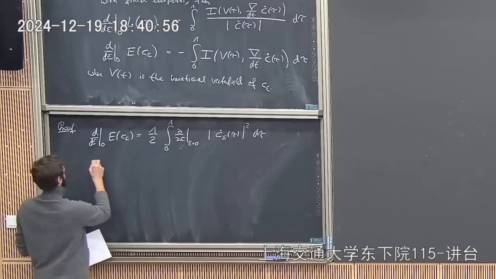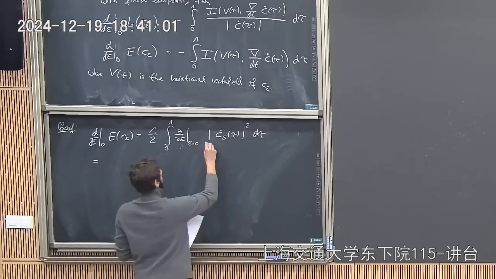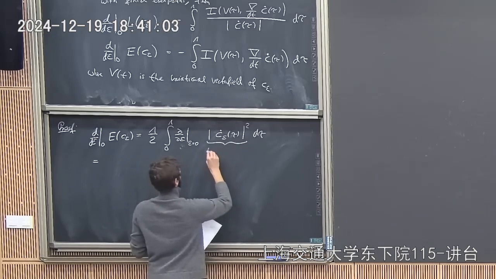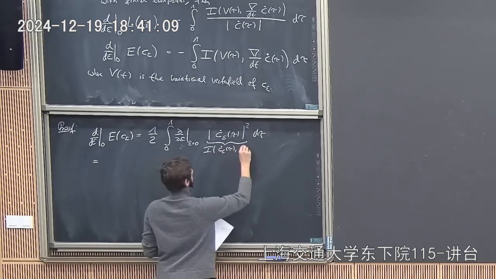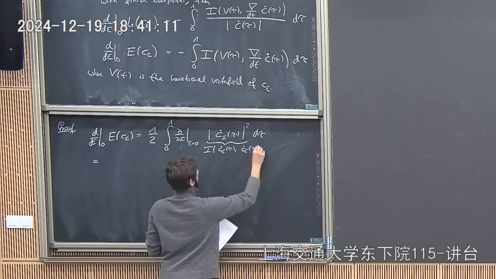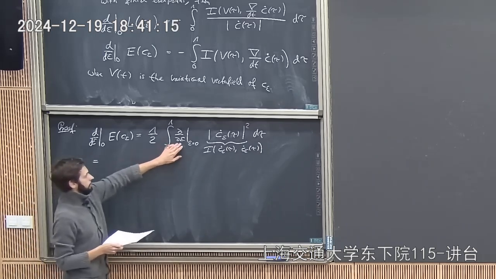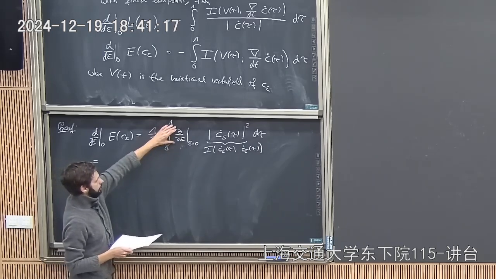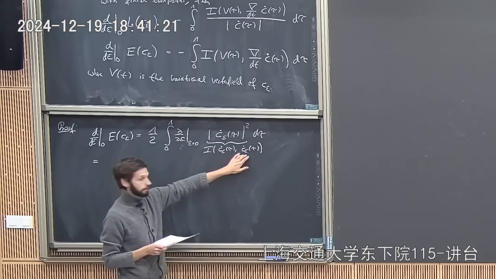So let's do that. Here we can use that this expression over here is just I of C dot epsilon of tau, C dot epsilon of tau. So we can calculate the derivative in epsilon. We have to plug that in these different terms over here.